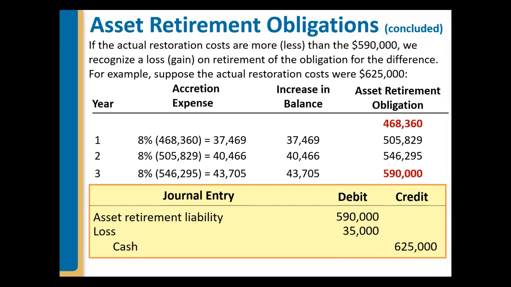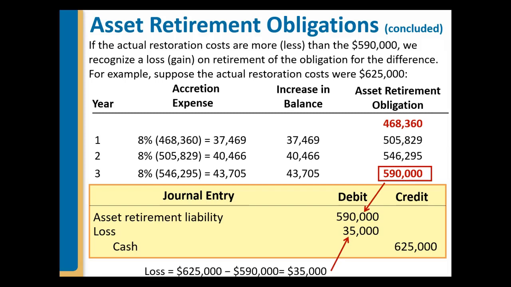An example, suppose the actual restoration costs are $625,000. Well, in order to record this transaction, we reduce the asset retirement liability by $590,000. We're going to credit our cash for $625,000. Then we'll debit a loss for the difference in the amount. So the $625,000 minus the $590,000 or $35,000.